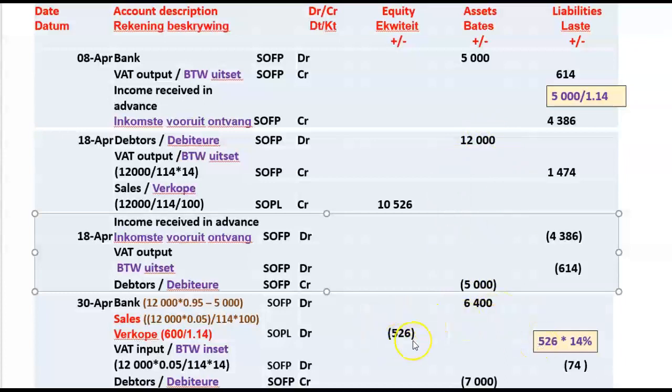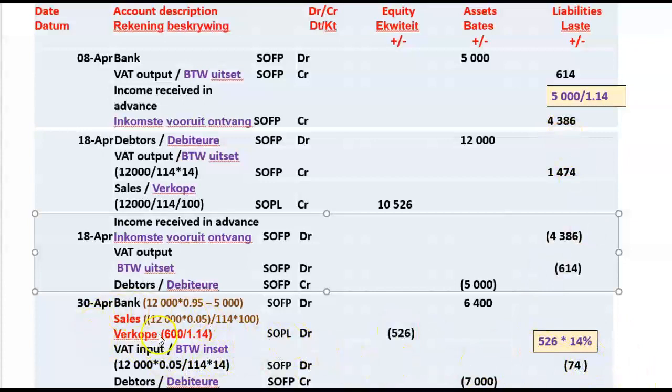What is the actual discount? It comes out of the pocket of Funny Pants, only the VAT exclusive portion, because the VAT included in the 600 rand, they can claim back from the receiver of revenue. So 600 divided by 1.14 gives us 526. 14% on 526 gives us 74 rand, and that is VAT input that I can claim back.